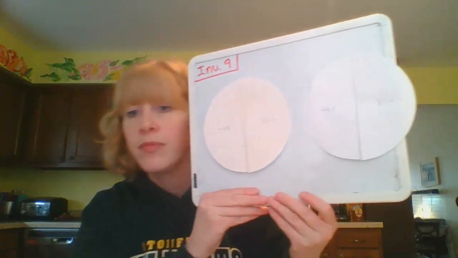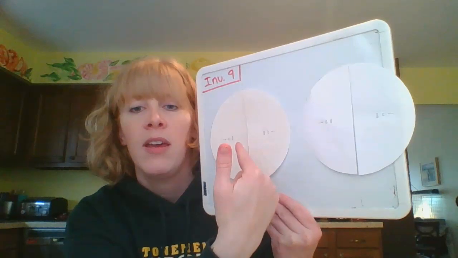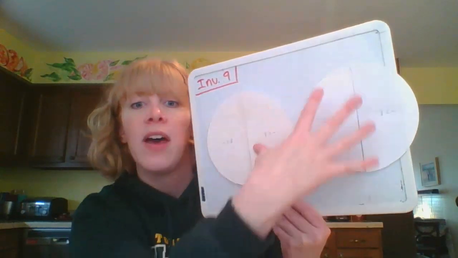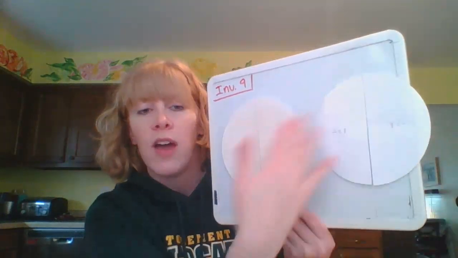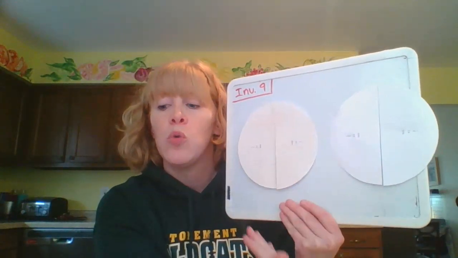Then number 6 says 4 halves will make up how many wholes? So it's a good thing I've got 2 of each set of manipulatives for this. Normally you'd be doing that together in your desk group. So I've got 4 halves up here now. How many wholes do I have? I have 2 halves makes 1 whole, 2 halves makes 1 whole. I've got 4 halves or 2 wholes.